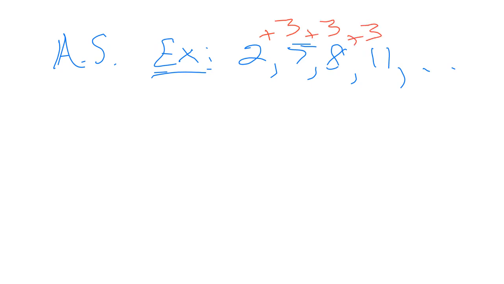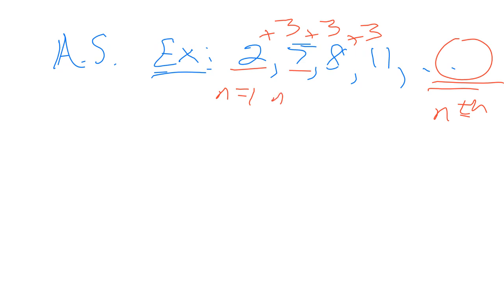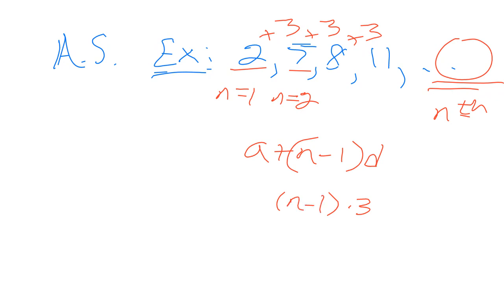And then the question would be, what's the value of the nth term? So this is n equals 1, the first term. The second term, or second element, would have a value of 5. The value of the nth term is a plus n minus 1 times d, where d is the difference. So in this case, the difference is 3, and a is the value of the first term.